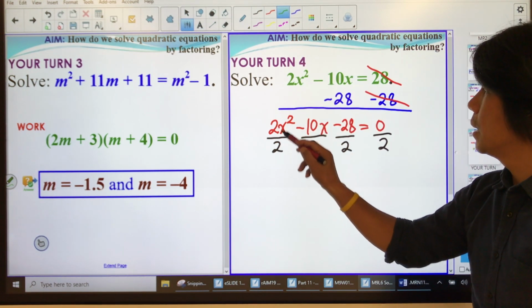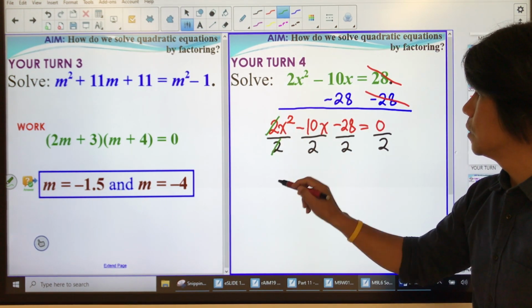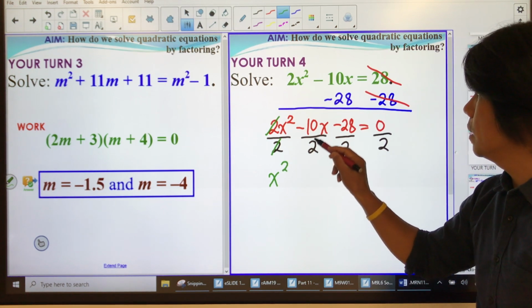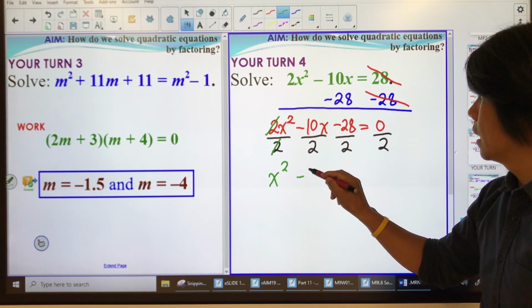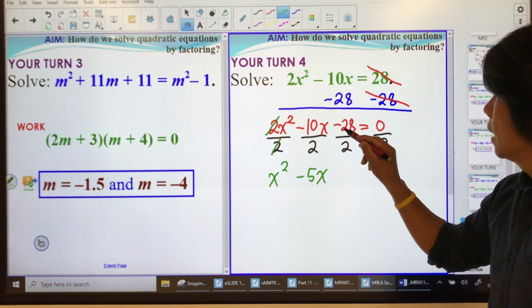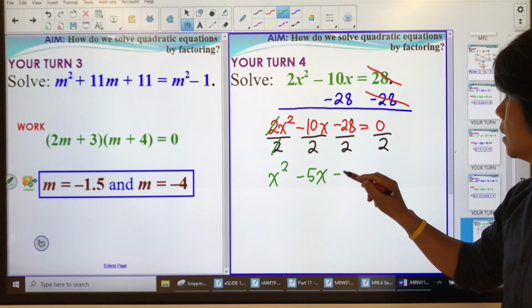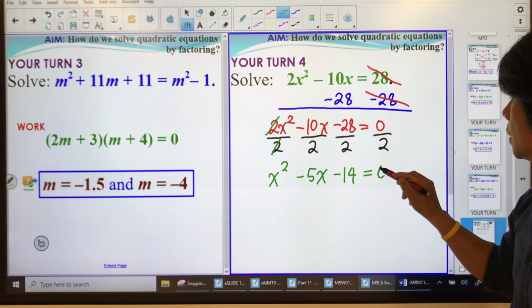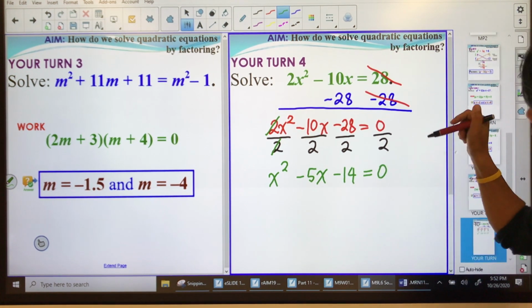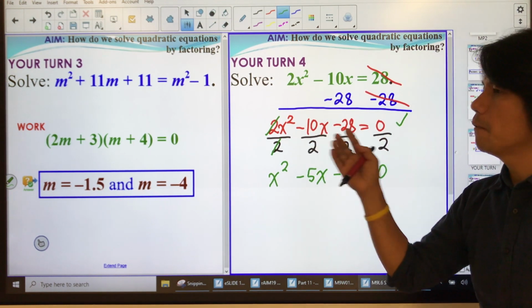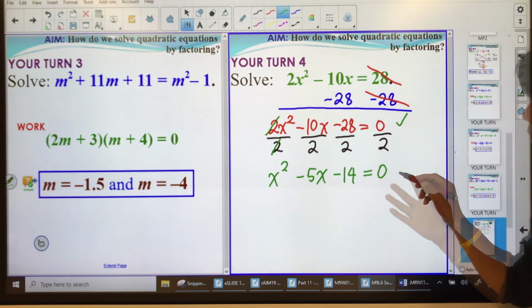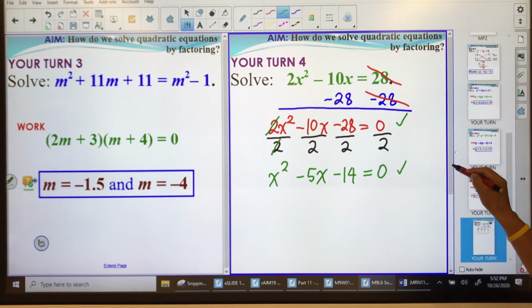So 2 divided by 2, they divide out. So we'll just bring down x squared. Negative 10x divided by 2, that's negative 5x. Negative 28 divided by 2, that's negative 14 equals 0. Now, this is already in standard form, but we just want to simplify the equation further. So this is also in standard form.